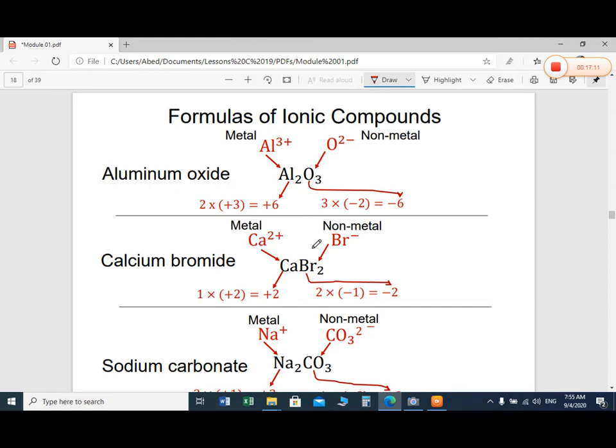Another example is calcium bromide. Calcium has 2 positive charge. So calcium will be first because it is a cation, and bromide will be next because it is an anion. Calcium has 2 positive and bromide has 1 negative. Just cross it. So calcium will become 1 atom and bromide will become 2 atoms. So calcium bromide will have 1 calcium and 2 bromine atoms. And this equation shows you the balance. 2 positive will be balanced by 2 negative. So the total net charge on this ionic compound will be 0.